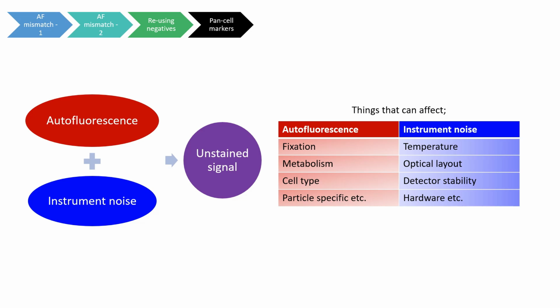The reason for this is because the unstained control signal is not just made up of the intrinsic autofluorescence of the particle that is influenced by metabolism or fixation, or the cell type, for example, but there is also a component of the unstained signal that is derived from the instrument noise, be it optical, electrical, or any other source of noise.